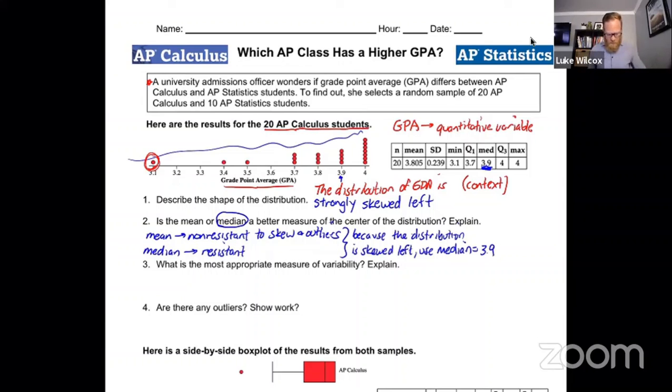Okay, let's move to question 3, which is asking for the most appropriate measure of the variability or the spread of the distribution. And we actually have 3 pretty good choices of things that we could use for variability. The simplest would be range. We could also use standard deviation. We could also use IQR. And the answer to which one is most appropriate, once again, has to do with the shape of the distribution. We have a skewed distribution. And the problem with the skewed distribution is that the standard deviation is just like the mean in the fact that it is non-resistant to skew or outliers.